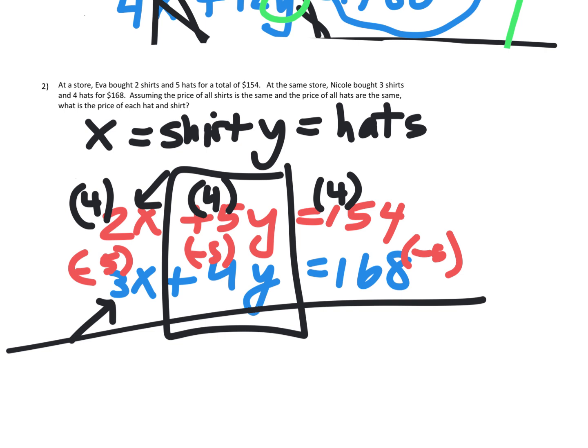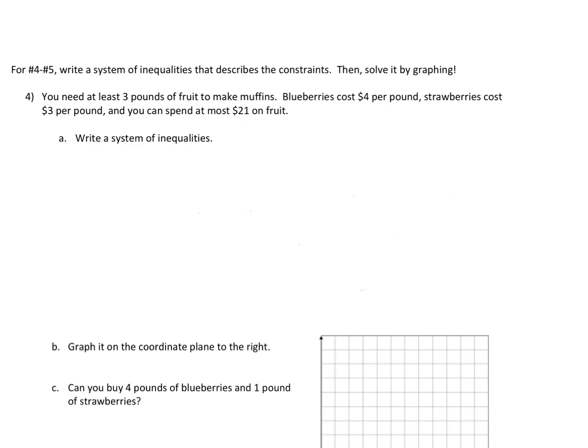All right, we're not even going to solve this one. We're just going to move on, because the hard part is setting up the system, not solving it. All right, let's try this next one. It's about muffins and blueberries and strawberries and per pound, and there's all these words. First, you got to figure out what is what.